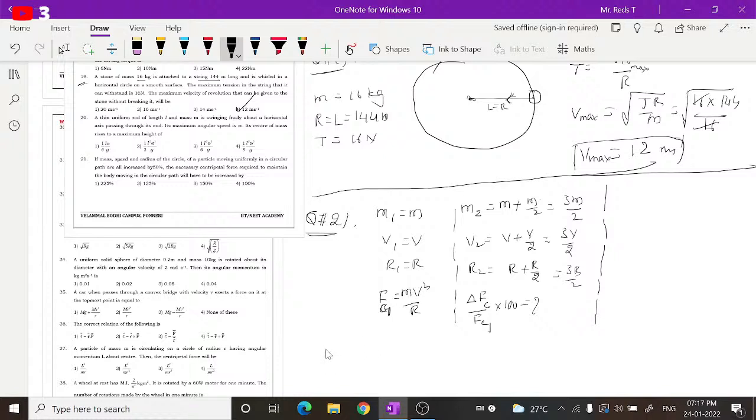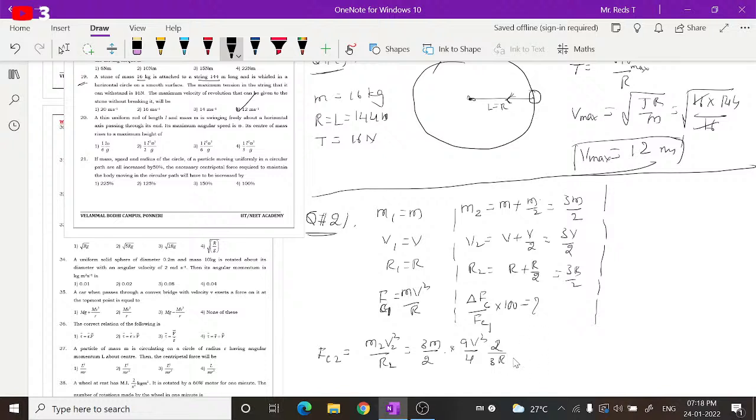For that purpose, let us write Fc2 is equal to m2 v2 square by r2. m2 is 3m by 2, and v2 is 3v by 2 whole square, so it becomes 9v square by 4, divided by r2. r2 is 3r by 2, so the 2 comes here. And simplifying this further in terms of mv square by r, how can you write? Let us try to understand.